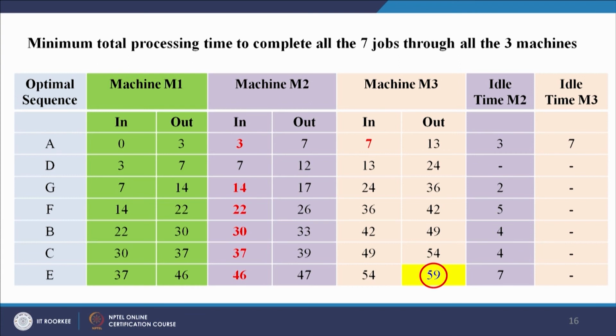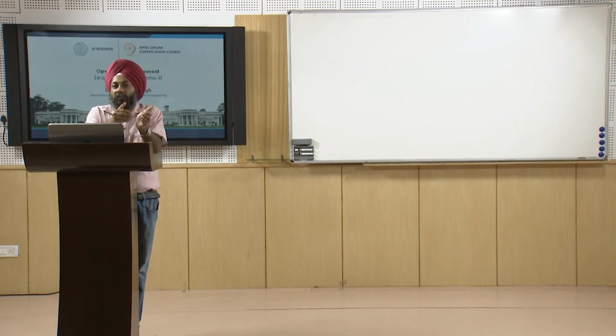Now once the sequence of the jobs is finalized, this optimal sequence, we get this output: A, D, G, F, B, C, E. So this is the first column on your screen, the optimal sequence, and if this is finalized, then we will start. We know the order is that all jobs have to first go to machine 1, then to machine 2 and then to machine 3.